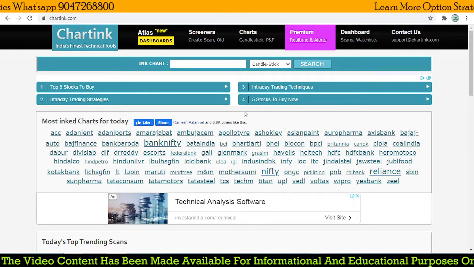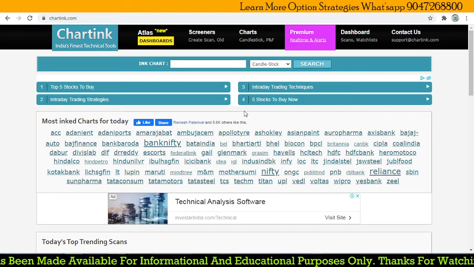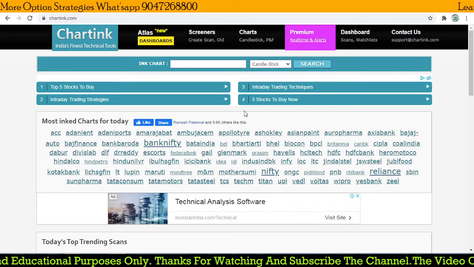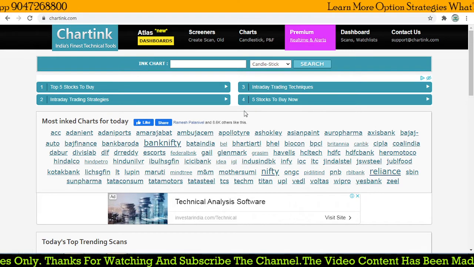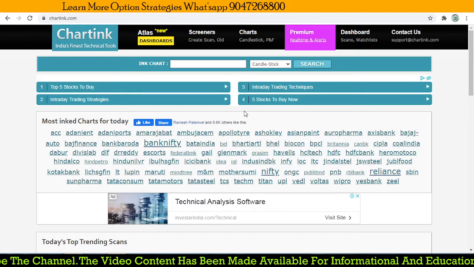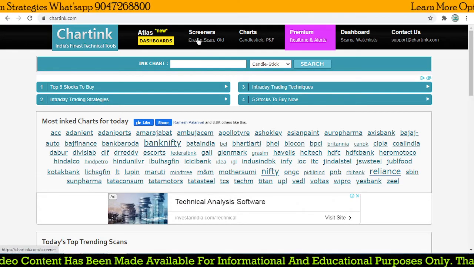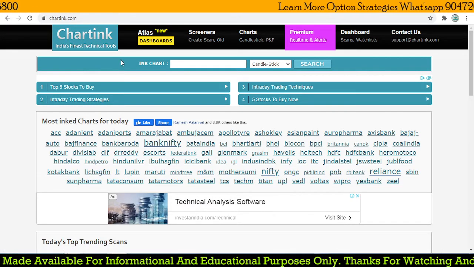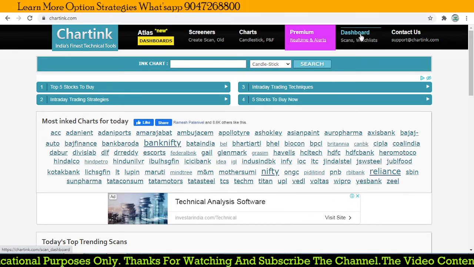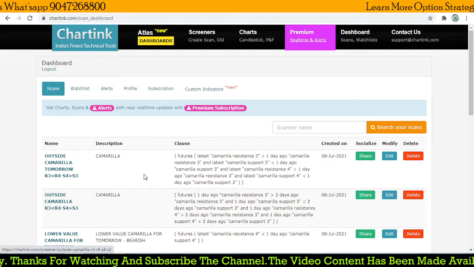For that I'm going to use our Camarilla pivot point. Using the Camarilla pivot point, we can find out a stock for trading before the market opens. Let's find out the stocks with the screener, with the help of charting.com. First, we can create a scan, or we already created a scan for tomorrow's trade.